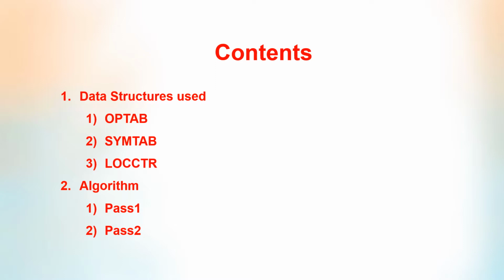So every algorithm or program uses data structures. For example, if we consider a sorting program, it requires to sort some numbers. So this data has to be stored at some place. So every algorithm requires a data structure. So in this case, the assembler algorithm has two passes, pass 1 and pass 2, and it requires these data structures: OpTab, SymTab, and location counter.